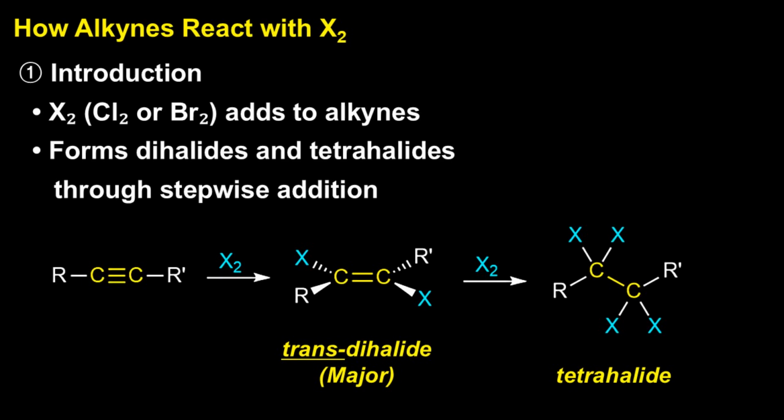Alright, here's the basic idea. When you add a halogen, like Cl2 or Br2, to an alkyne, it reacts kind of like it does with alkenes, but this time, it happens in two steps. The first equivalent of halogen adds across the triple bond and gives you a dihalide. If you add another equivalent, that second one adds too, and now you've got a tetrahalide. Now here's something important. That first addition usually gives you a trans-dihalide, and the reason for that has to do with the mechanism, which we'll get into next. And if you keep adding halogen, you can fully saturate the molecule.